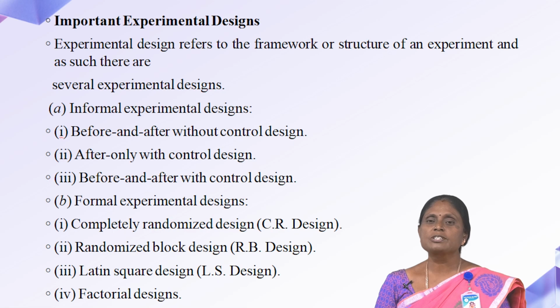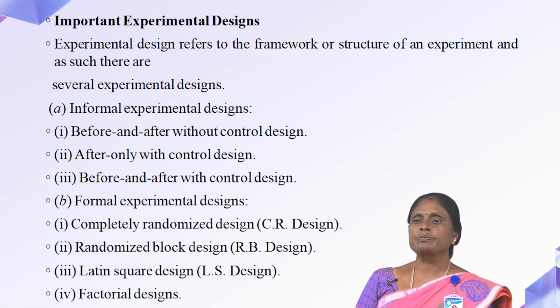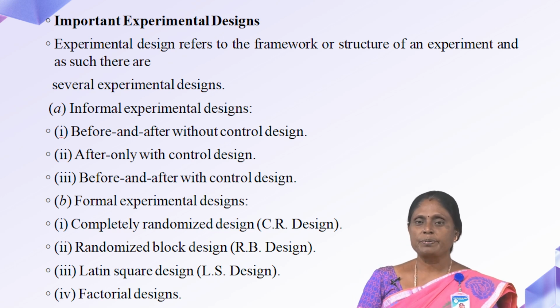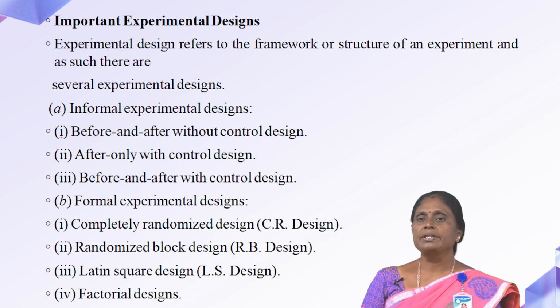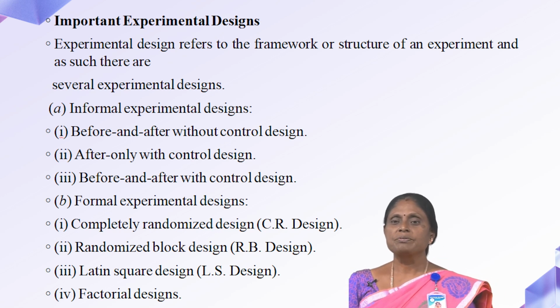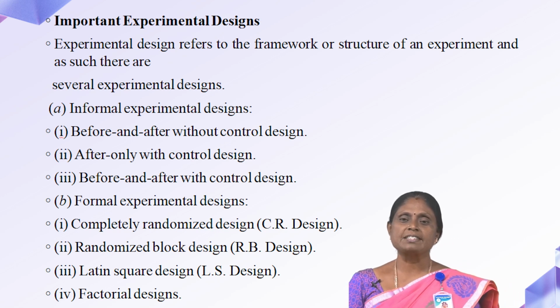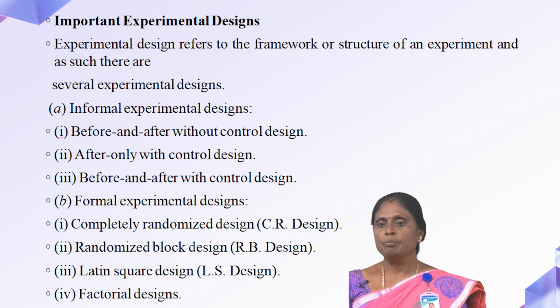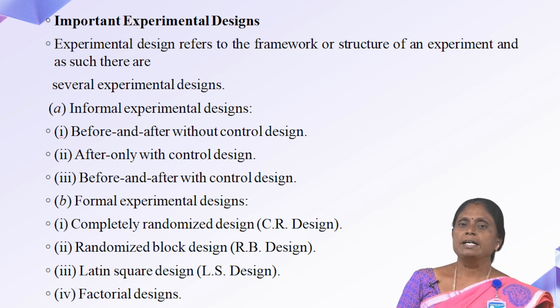Next, important experimental designs. The experimental design refers to the framework or structure of an experiment, and there are several experimental designs: formal and informal. Informal designs include before and after without control design, after only with control design, and before and after with control design. Formal experimental designs include the completely randomized design, that is the CR design, the randomized block design, that is the RB design, the Latin square design, and factorial designs.